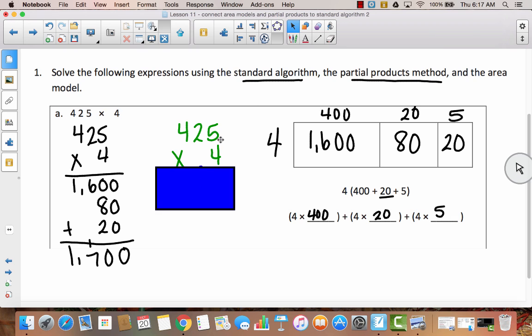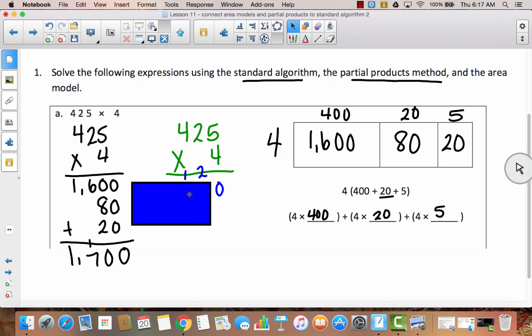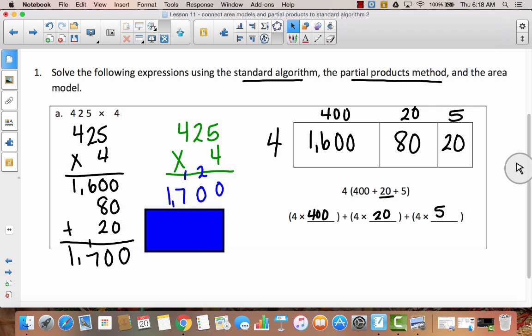Okay, so let's take a look. We've got 5 ones times 4, which gives us 20 ones. And then 2 tens times 4, which gives us 8 tens, plus 2 more tens gives me 10 tens. And then 4 hundreds times 4 plus 1 gives me 16 hundreds plus 1 is 17 hundreds.